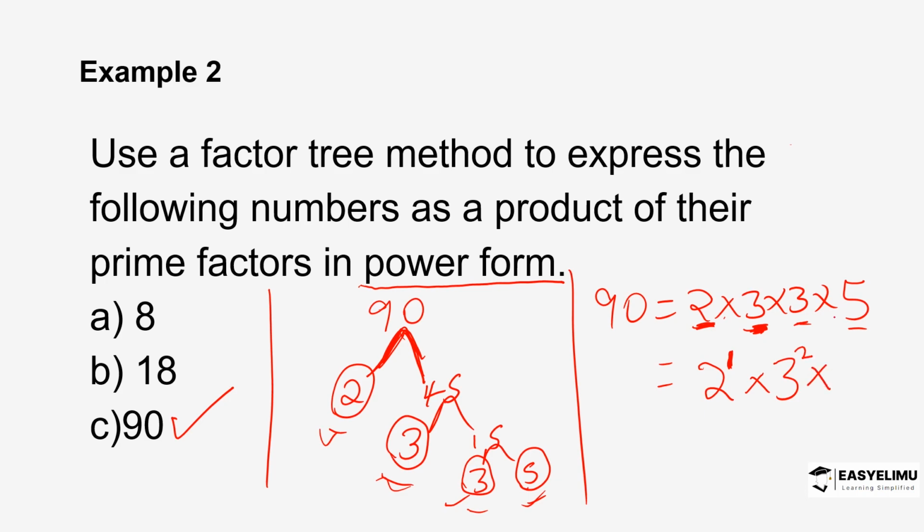And then the next prime factor appearing in the product is 5, and how many times does 5 appear in the product? It is 1. That becomes the power of 5. Therefore, the number 90 expressed as a product of its prime factors in power form becomes 2 power 1, 3 power 2, and 5 power 1. So 2 power 1 times 3 power 2 times 5 power 1.